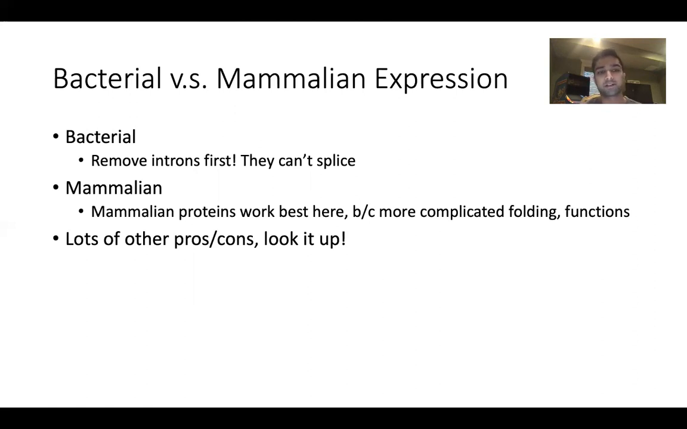With mammalian cells, mammalian proteins work best in mammalian cells because, again, there's splicing and there's other more complicated folding, the chaperone proteins, which we talked about earlier. And it's just their native environment, so their functions are going to work better there. There's lots of other pros and cons, I'm sure. So that I'd also look up on your own time.